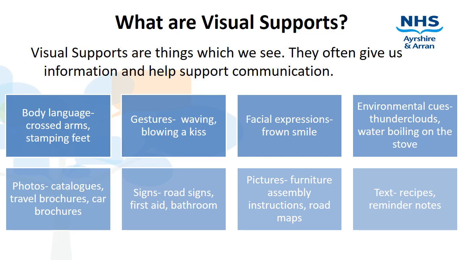Can be photos, so catalogues, travel brochures, car brochures. It can be signs in our environment, so on the road, a sign for a bathroom. Pictures are another form of visual support, so things like a furniture assembly instruction from IKEA. And we can also have text as a visual support, so recipes, reminder notes. So we all use visual supports all of the time.